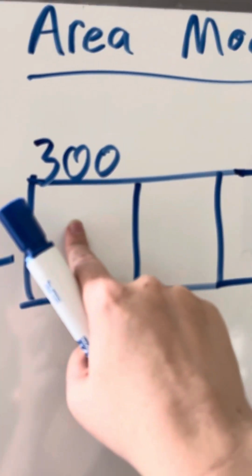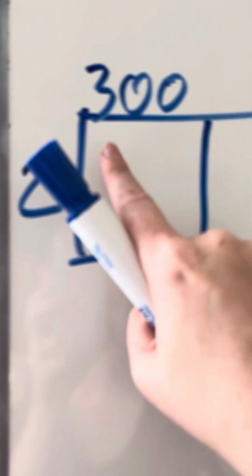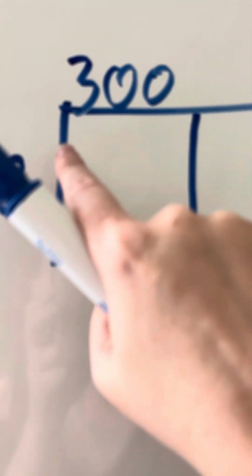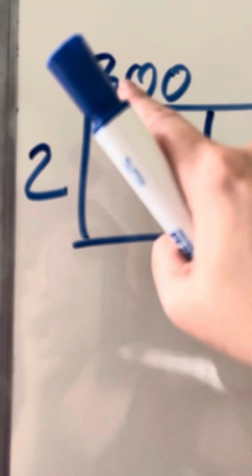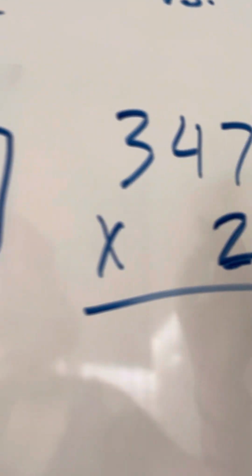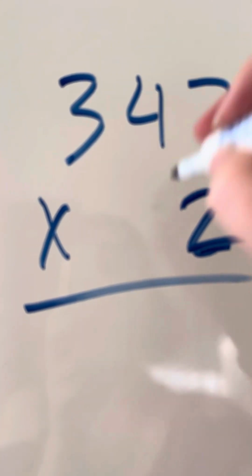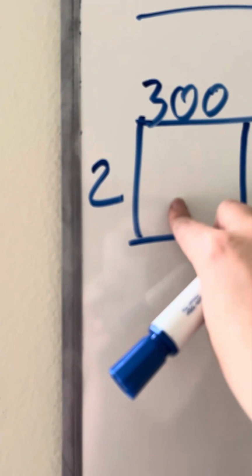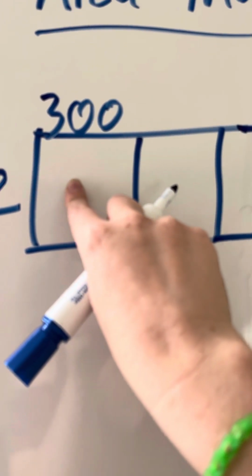Okay, 300 goes in the first box because one, it's the biggest place value, and two, when we multiply, you are going to see how it's slightly easier to multiply this way instead of doing the standard method where we branch out and carry over something. But obviously this is 300, all right?